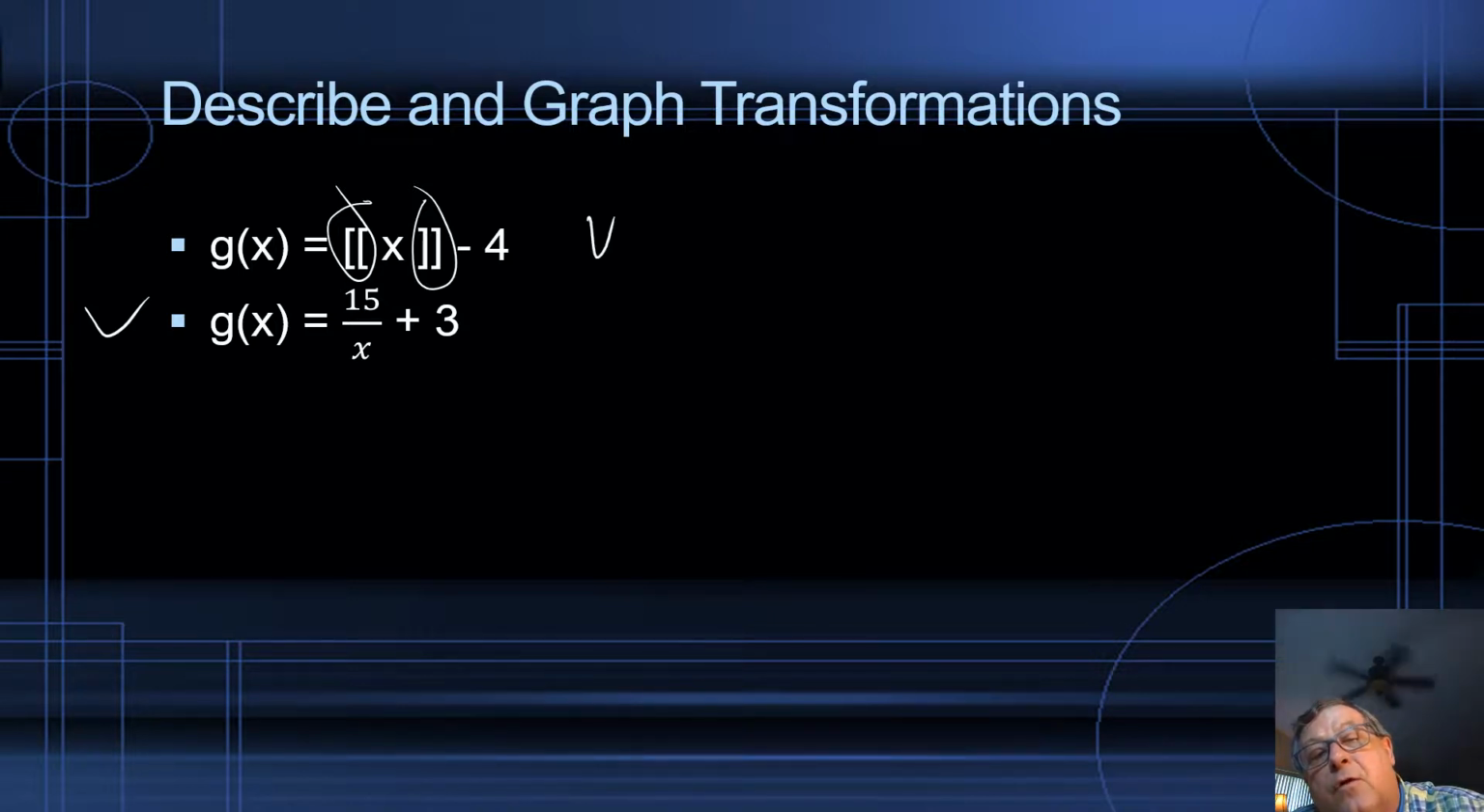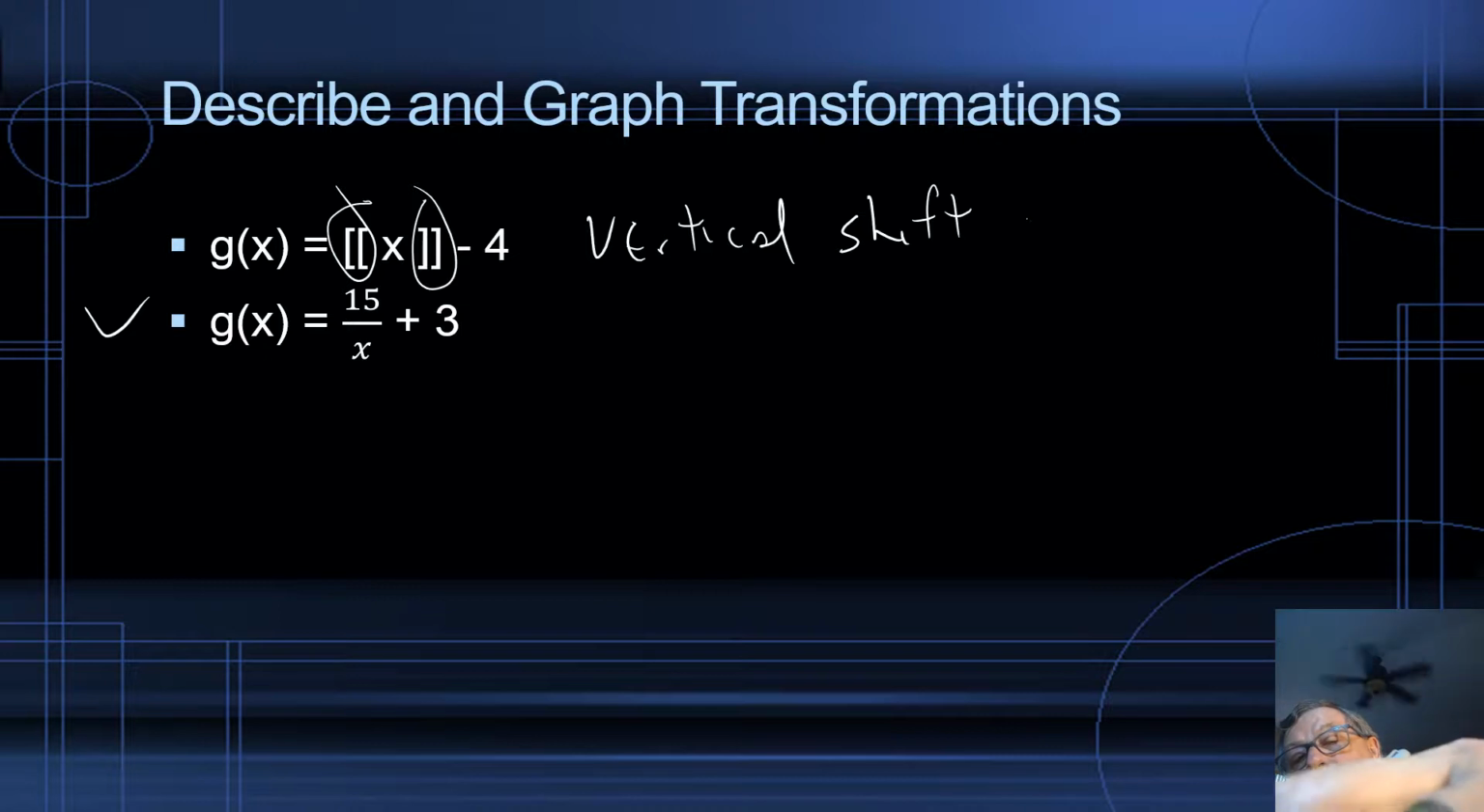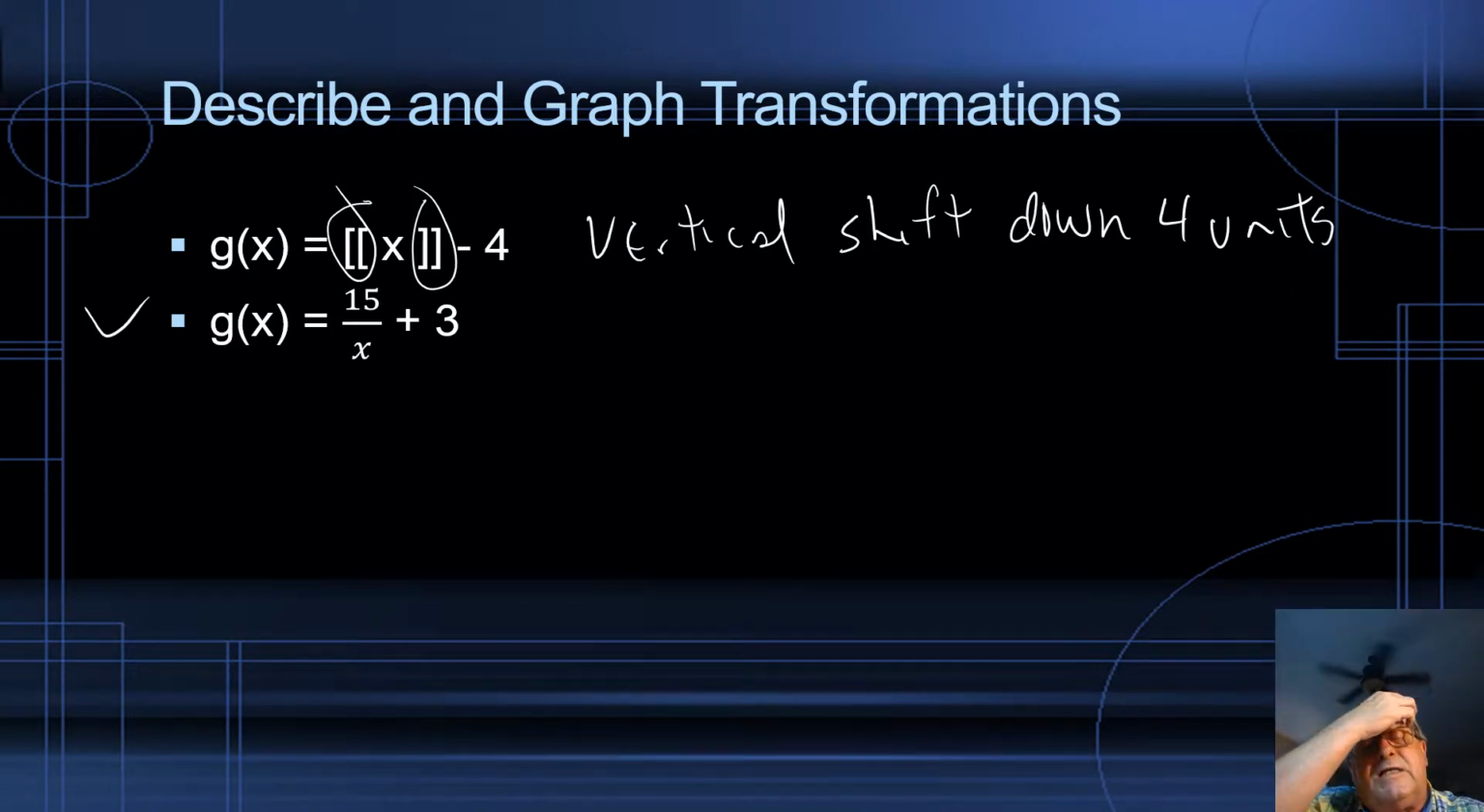Let's write that as vertical shift down 4 units. All right, now our second one is where we actually see a dilation.